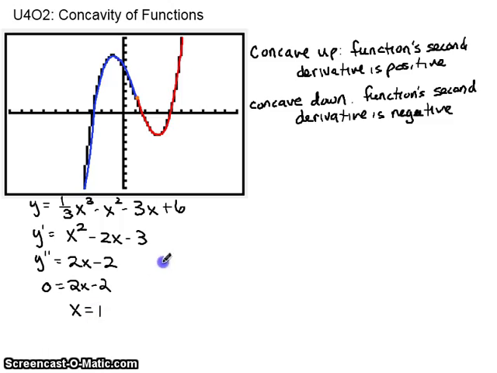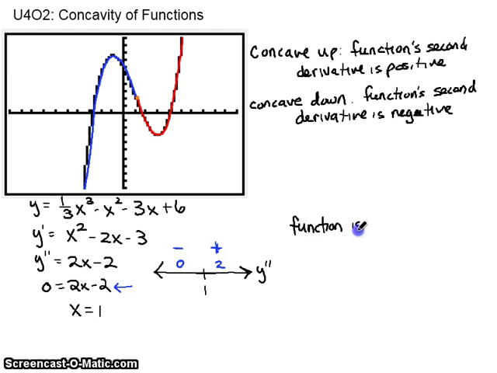So we're going to build our number line. We're going to call it y double prime. We know y double prime is 0 at x equals 1. If we take a number less than 1, say let's take 0, and we take a number greater than 1, let's say 2, and we plug those into our second derivative, we're going to get negative numbers here and positive numbers here.